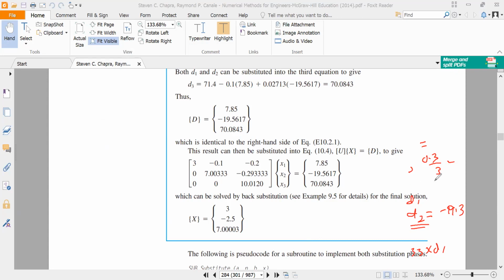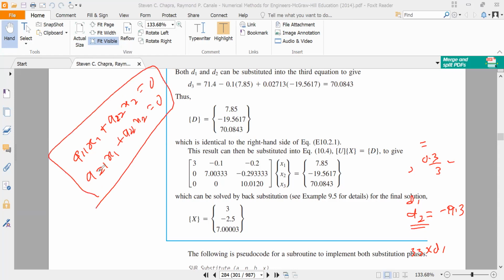Okay. For example, if we have an equation, say just writing for two variable cases: a11 x1 plus a12 x2 equal to 0, a21 x1 plus a22 x2 equal to 0. What is the solution of this equation? Can you tell me what will be the value of x1 and x2 for any values of a?